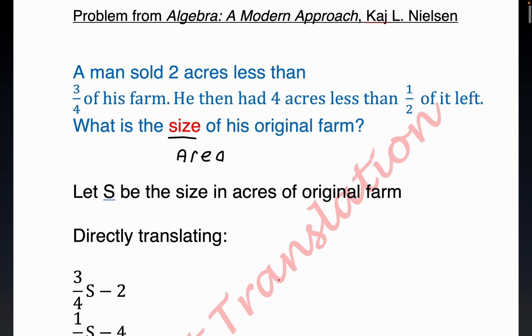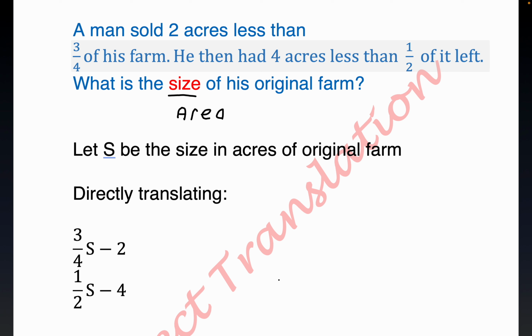If we just directly translate these two sentences, this would correspond to the first sentence right here. The first sentence says, a man sold 2 acres less than 3/4 of his farm. Well, his farm is the area, okay? And so we have 3/4 S minus 2. That's the first sentence. And of course, the second sentence is 1/2 S minus 4. Again, folks, that's why they call these things direct translation.